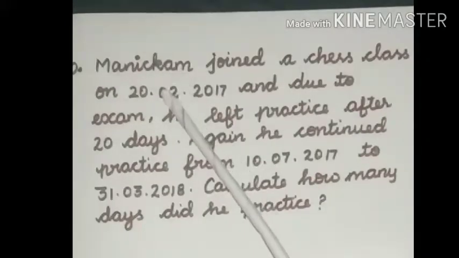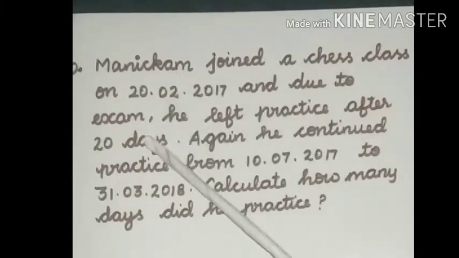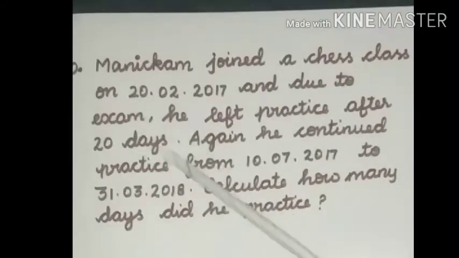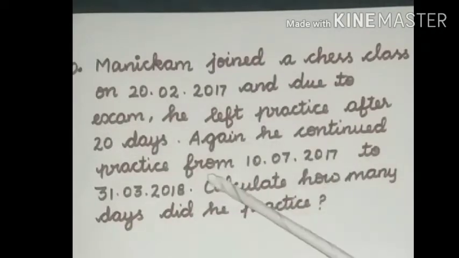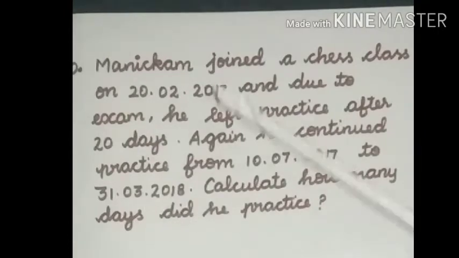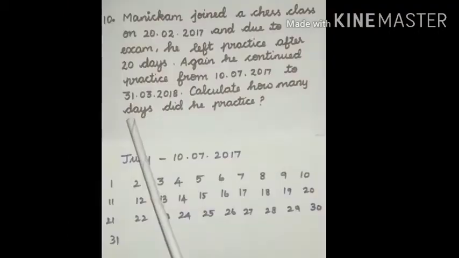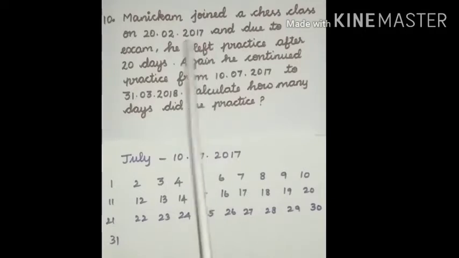See, here the given question is Manikam joined a chess class on February 20 and due to exam he left practice after 20 days. Starting he went to chess class for 20 days only. After the exam he continued practice from July 10 to March 31. We have to calculate how many days did he practice. See here. At starting Manikam practiced only 20 days. Again he rejoined from July 10 to March 31.